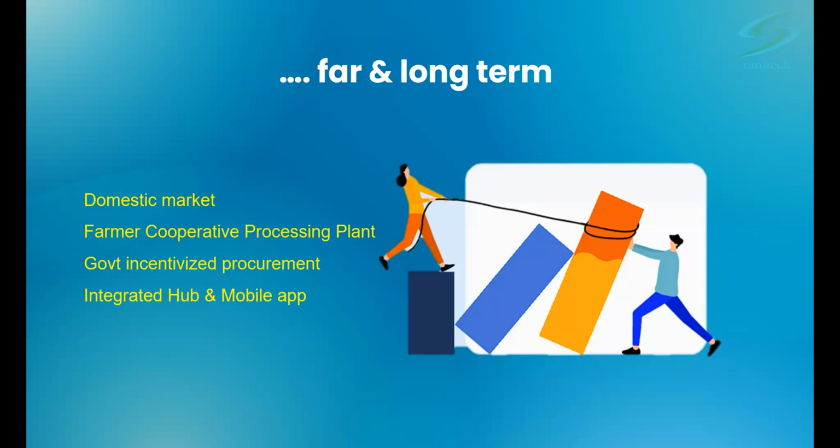And lastly, I have a proposal of having an integrated hub and mobile app to really bring the global trends, like what is happening in and around the world, how is the demand and supply, and what would be the prices for the next coming season. These are all very easy nowadays to develop, and to put a mobile app in the hands of a farmer so that they can plan their crop accordingly.